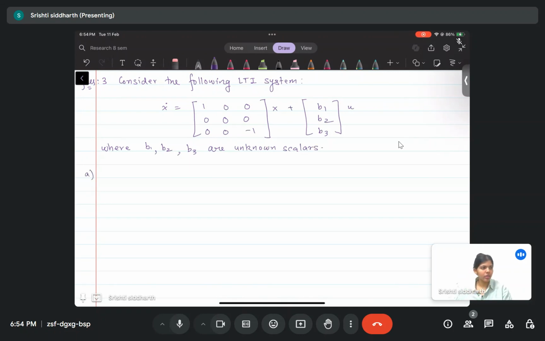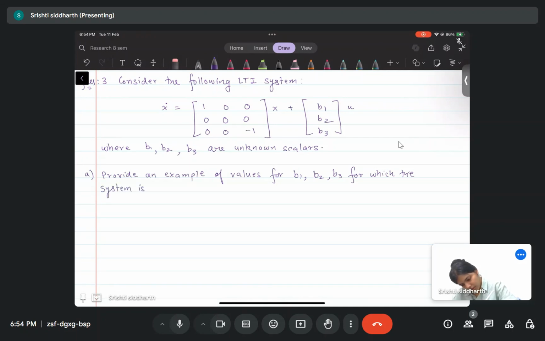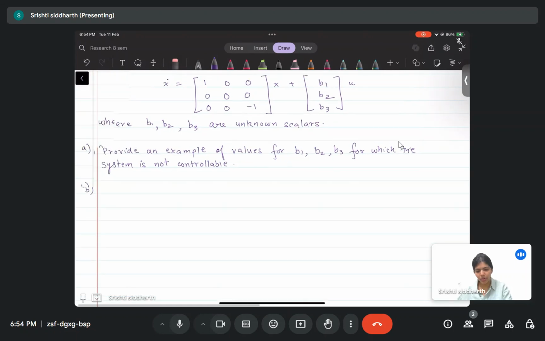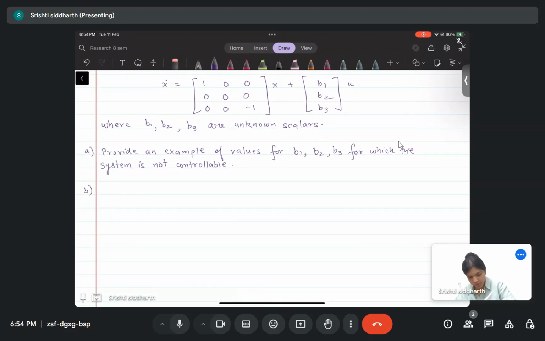So there are two parts to this question. In the first one, we have to provide an example, values for b1, b2, b3, for which the system is not controllable. For the second part, we have to provide the values for which the system is controllable. So provide an example.